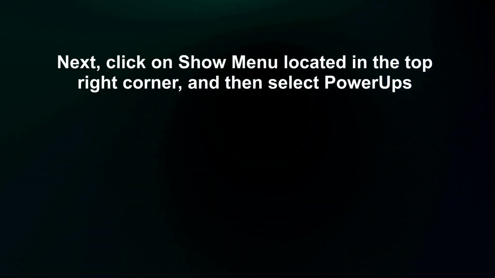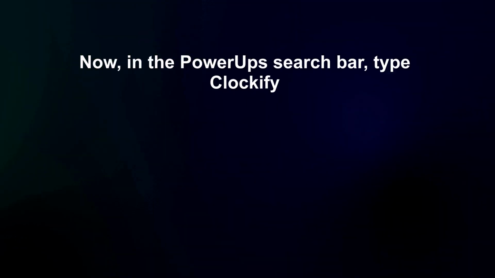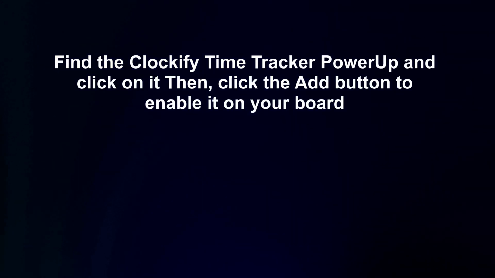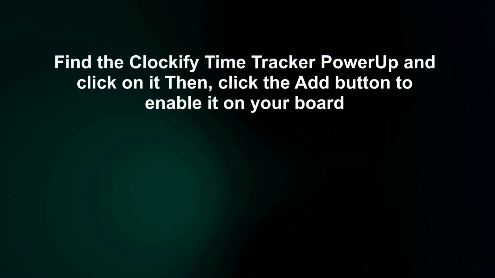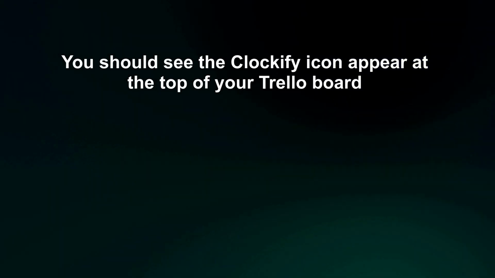Next, click on Show menu located in the top right corner, and then select Power-Ups. Now, in the Power-Up search bar, type Clockify. Find the Clockify Time Tracker Power-Up and click on it, then click the Add button to enable it on your board. You should see the Clockify icon appear at the top of your Trello board.